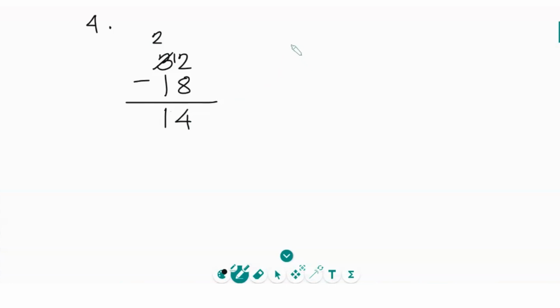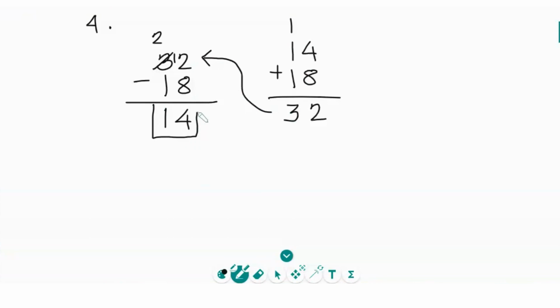Again, let's check our answer. So 14 plus 18. Now 8 plus 4, that will give us 12. We carry over 1. Now we have a new group here, so we're going to add that 3 and 1. So 1 plus 1 plus 1, that will give us 3. And there you go. We were able to get back 32. And our final answer is 14. Now let's move on to number 5.